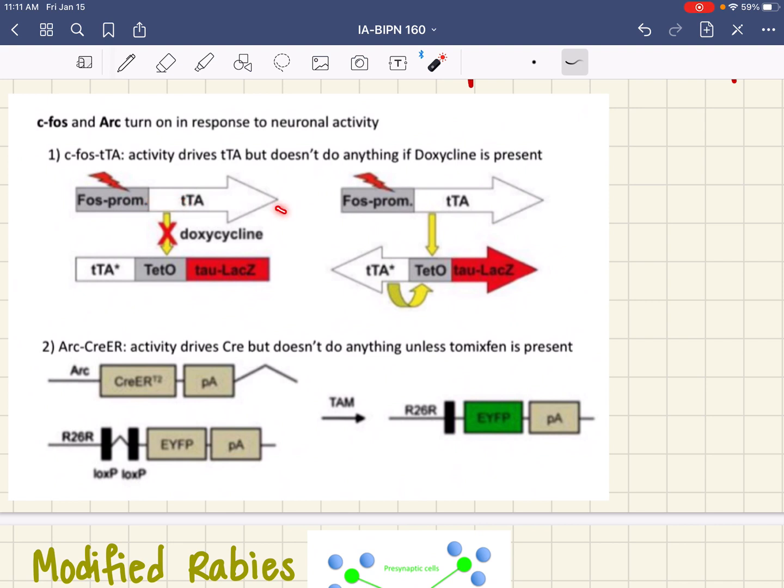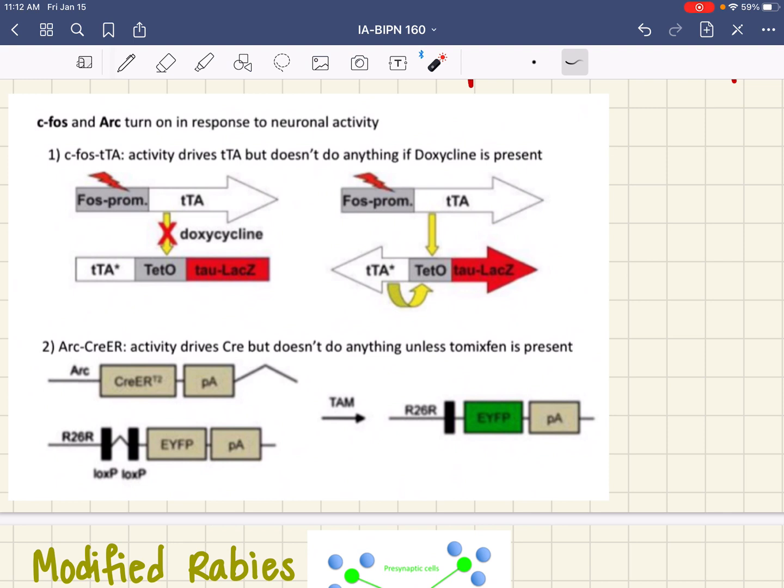Once TTA is made, in the previous picture it looked something like this, right? Then TTA will go ahead and bind to this TET-O promoter of LAC-Z. And once it binds to TET-O, then the LAC-Z operon will be expressed. So you see how the CFOS promoter is used to drive TTA upon neuronal activity. Once TTA is formed, it is able to activate the TET-O promoter and drive LAC-Z expression. So that's how CFOS and TTA work.